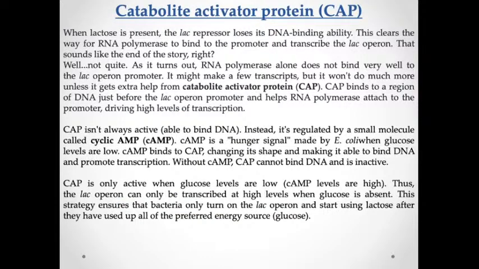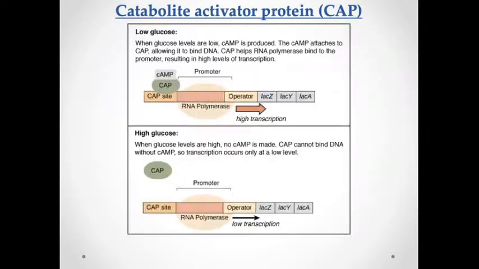Now comes the part of CAP, how CAP works. CAP works in two cases: low glucose and high glucose. When low glucose levels are there, cAMP, cyclic adenosine monophosphate, is produced, and it attaches to the CAP, allowing it to bind to the DNA, and CAP helps RNA polymerase bind to the promoter, resulting in a high level of transcription. So whenever there is low glucose, CAP with the help of cAMP will attach to the CAP site, letting the RNA polymerase attach to the promoter, leading to high transcription.